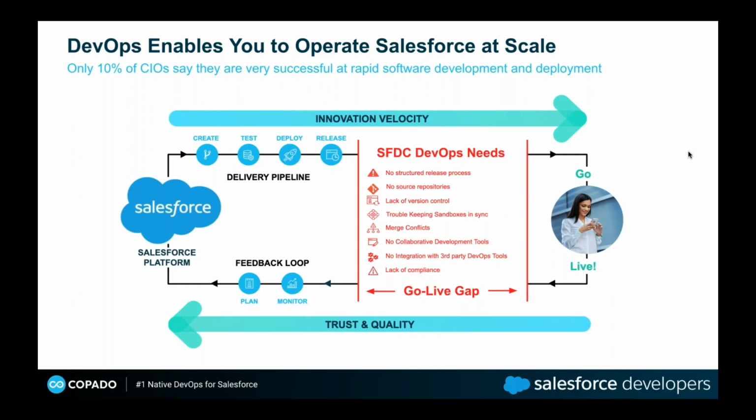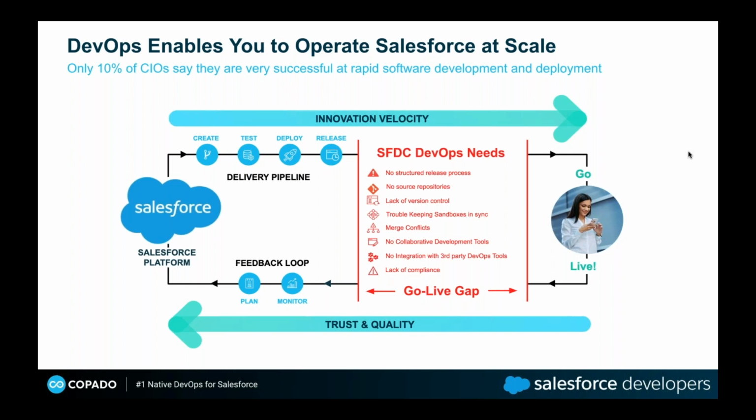At the end of the day, operating Salesforce at scale is really about increasing the innovation velocity, or the speed at which you get your innovations out of the platform and into the hands of your users, while simultaneously increasing the trust and the quality of that innovation delivery. It is, of course, a closed loop cycle that includes planning and testing, deploying, releasing, real-time monitoring, and of course, agile planning again. And in the middle of all of this is the Salesforce platform.